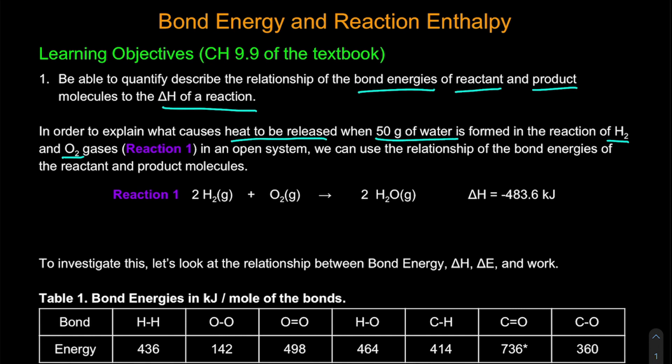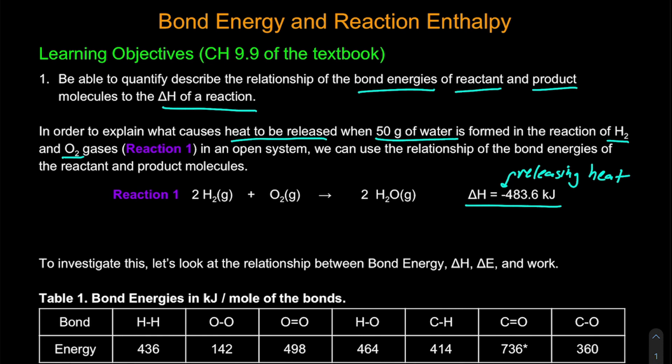So as we're trying to connect it back to bond energy, we know that the enthalpy is negative, meaning we are going to be releasing heat. So we're going to be giving away energy in the form of heat. Now, why are we going to be giving away energy in the form of heat?